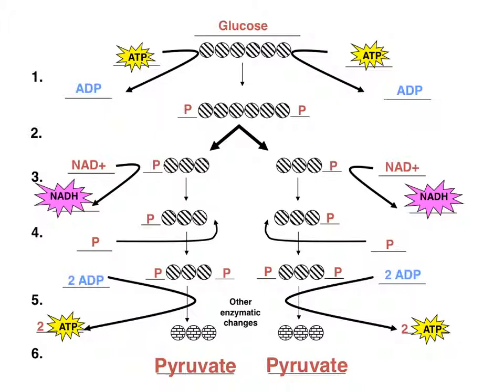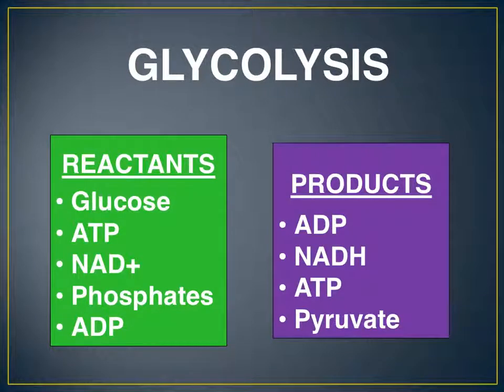At this point in step 5, 4 different ADPs can come in and steal those 4 phosphates. When they do, they'll create 4 ATPs. Now remember, even though we're making 4 ATPs in this step, we literally had to burn 2 at the very beginning. So there's only a net gain of 2 ATPs from glycolysis. And finally, some more enzymatic changes will convert the last 2 molecules into our final product, which is 2 molecules of pyruvate. In summary, the reactants of glycolysis are glucose, ATP, NAD+, phosphates, and ADP. The products of glycolysis are ADP, NADH, ATP, and pyruvate.